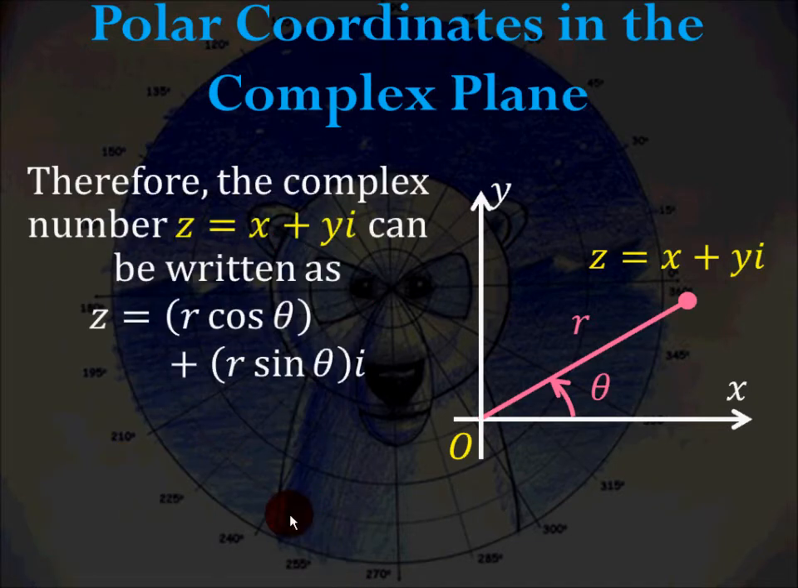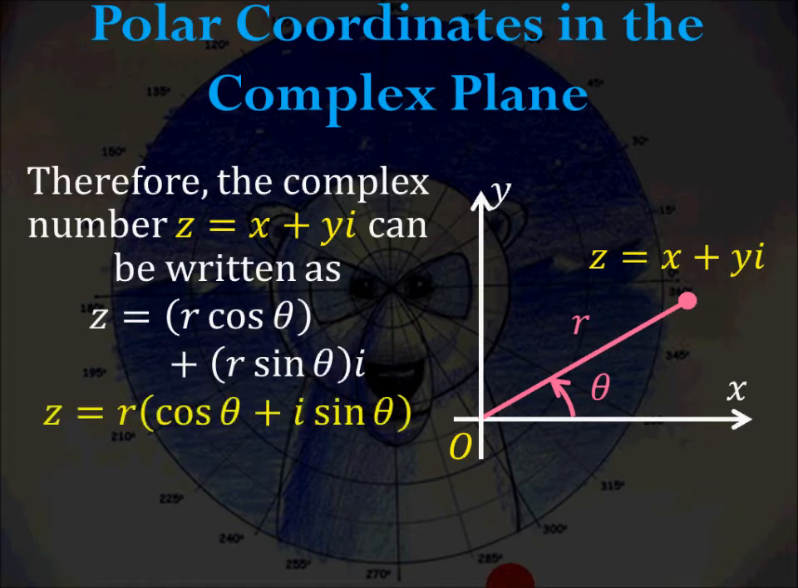So the complex number z equals x plus yi can be written as z equals x, which is r cosine theta, plus yi, substituting in r sine theta for y. So if you expand that or factor out an r, you get z equaling r times the quantity cosine theta plus i sine theta. And this is going to be the general form for a complex number using polar coordinates.